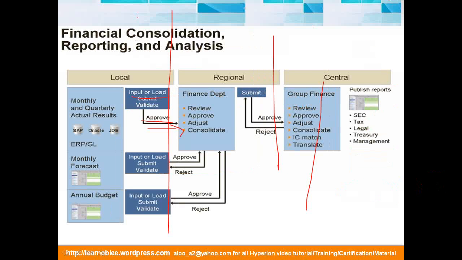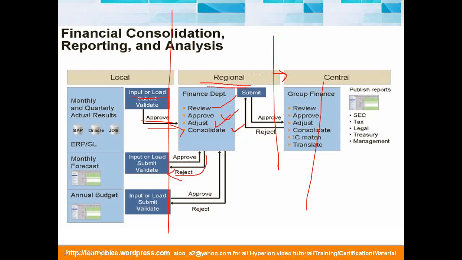So at departmental level, we submit the budgeting sheet, monthly budget, monthly forecast to the regional office. They review, they approve or reject. They may ask for some adjustment, or they make some adjustment. They consolidate it at regional office level. If they reject, they send it back to you.